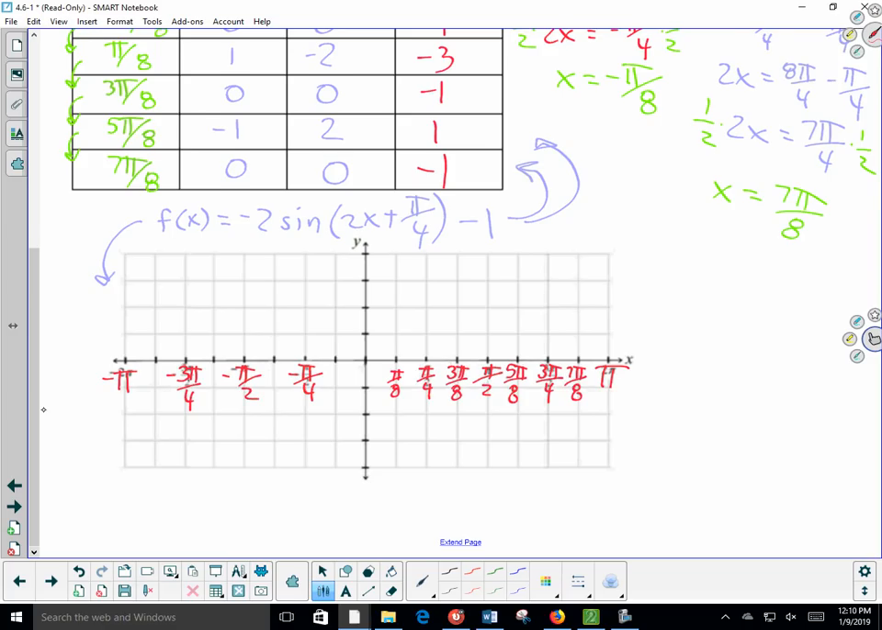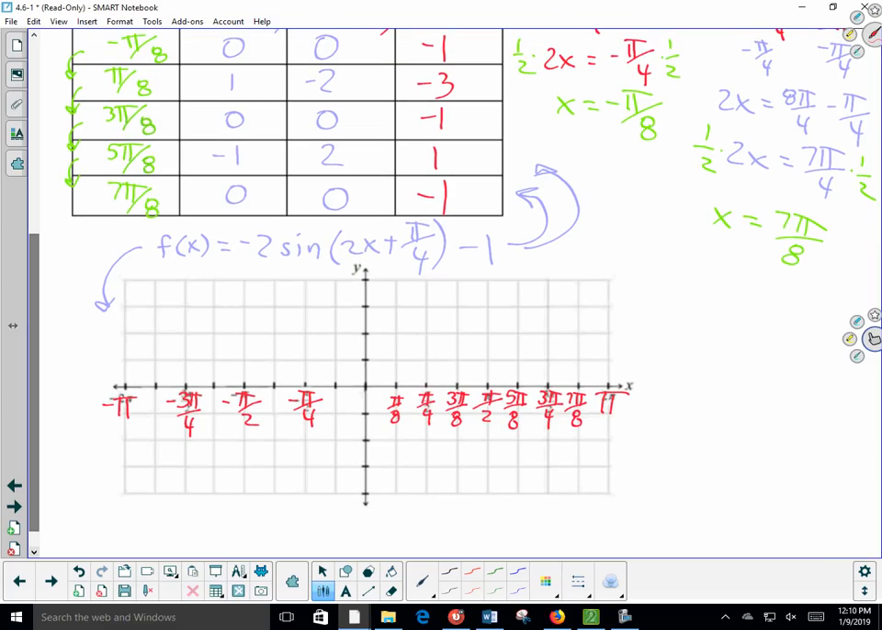All right, so I've got negative pi to pi on my graph. And so I'm going to fill in these ordered pairs, starting with negative pi over 8 goes to -1. So that point, negative pi over 8 goes to -1, is right here. Pi over 8 is at -3. 3 pi over 8 is at -1 again. 5 pi over 8 is at a +1. And 7 pi over 8 is at a -1. So that graph is looking like this.